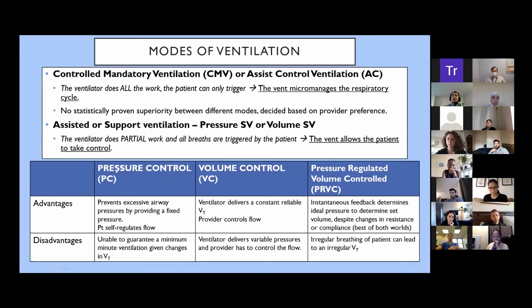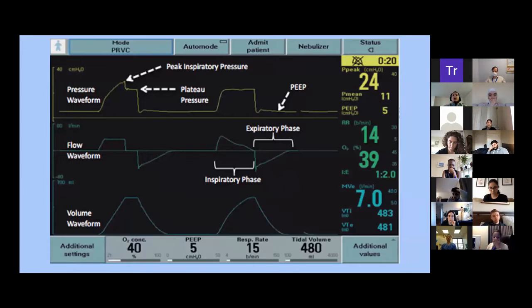I'm not going to go into depth about the difference between pressure, volume, and PRVC, because I know you have discussed this at length every time you're in the MICU. But remember that the main difference between pressure and volume control is that in pressure control, you set a pressure, and in volume control, you set a volume. That's pretty much it. Now, as a reminder, these are the basic parts of the screen.